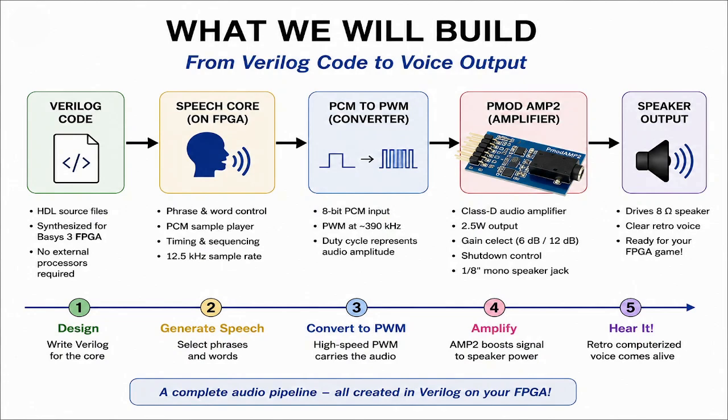Before we dive into the hardware and the Verilog, let's look at the overall signal path. Our game logic simply tells the voice core which phrase to speak. The voice core breaks that phrase into individual words, looks up the PCM audio samples stored in memory, converts those samples into a high-speed PWM waveform, sends that waveform to the Pmod AMP2 amplifier, and finally drives the speaker. One of the goals of this project was to make every stage reusable, so that this isn't just a speech project, it's a reusable FPGA audio subsystem.